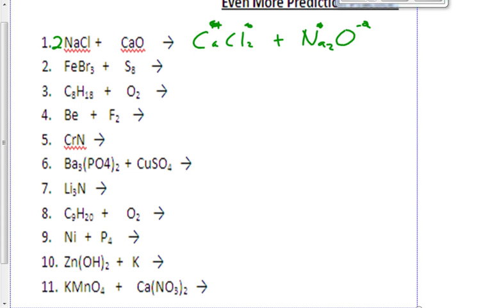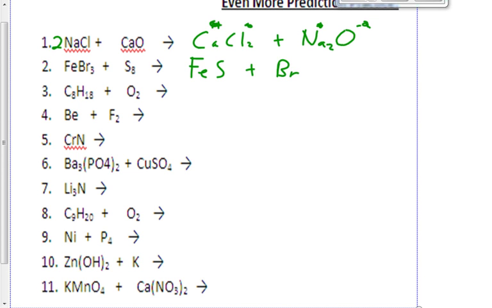All right. So second one here, I've got iron 3 bromide, and I know that because there's 3 bromines here. Okay, and sulfur. What kind of reaction is that? Single replacement. Now, sulfur's a non-metal, so is it going to replace iron or bromine? Bromine. Okay, so iron ends up with sulfur, bromine ends up by itself.